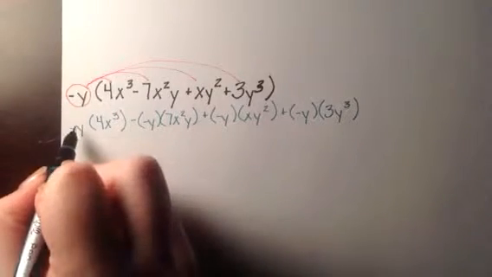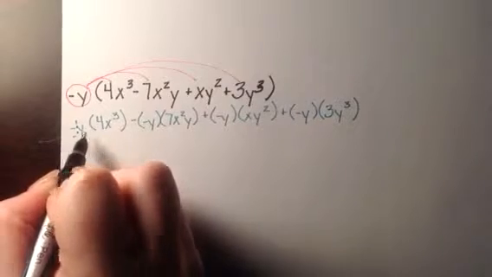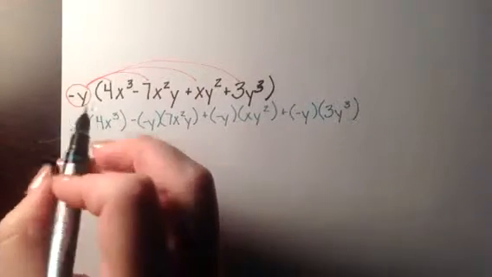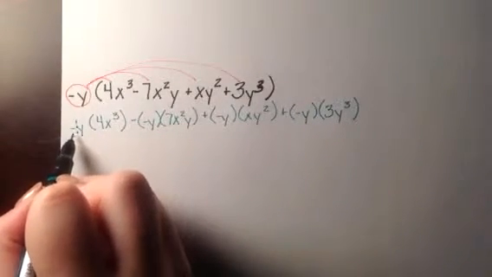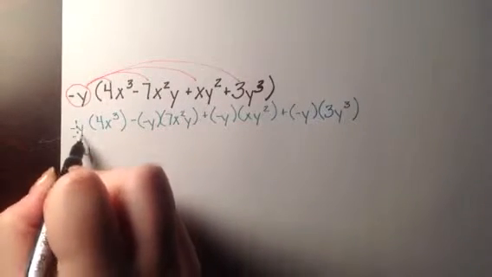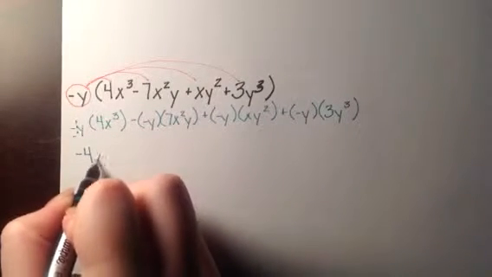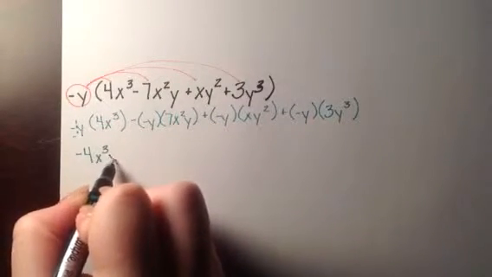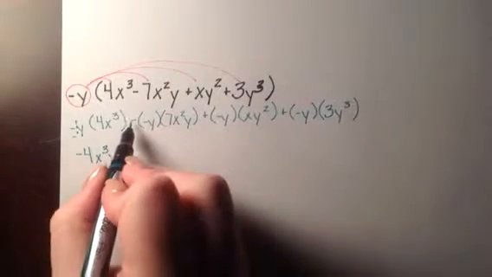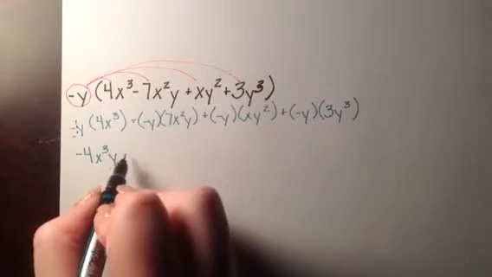Now, that negative y is like saying negative 1y. So this is negative 1y times 4x cubed. I'm going to multiply the number parts first. Negative 1 times positive 4 is negative 4. And the y and the x cubed aren't going to change that exponent, so I'm going to leave it as x cubed y.